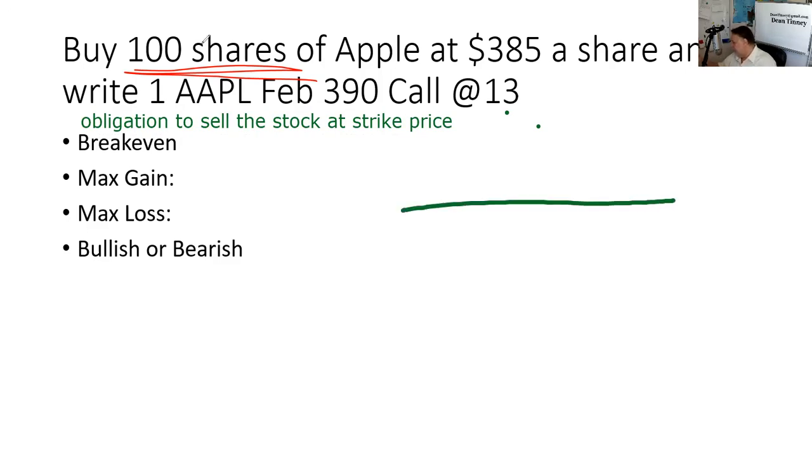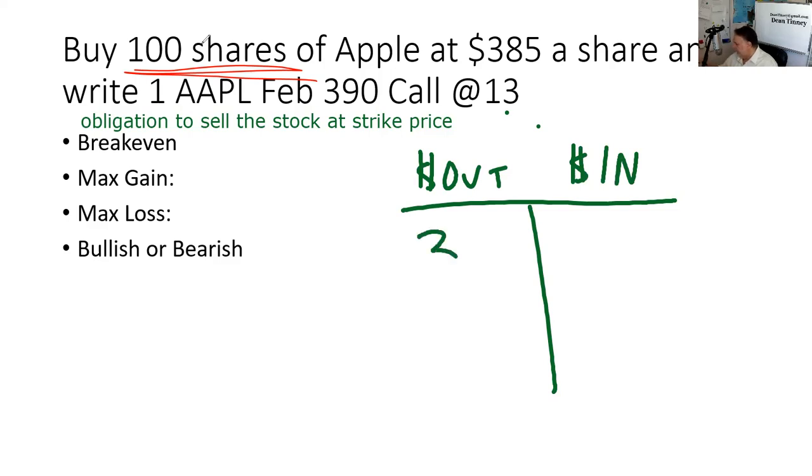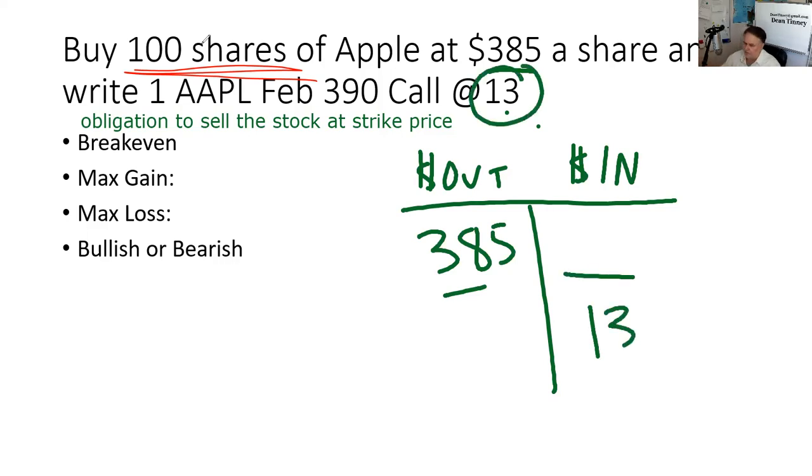Now, be careful here, ladies and gentlemen, because now the break even is going to be different. It's not call up. It's a different break even because we paid $385 for the stock. We brought in 13 points for the option. And so the break even is what we're net out of pocket. Again, you can just memorize if you choose to, that the break even in a covered call is stock cost.